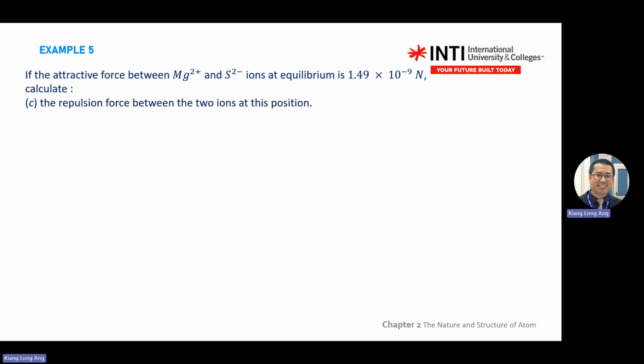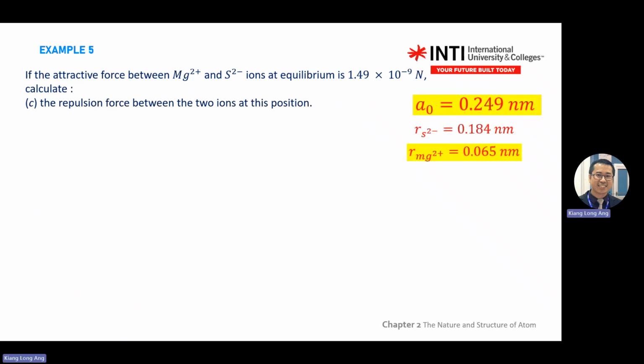Okay. The third one, repulsive force. So repulsive force, you know that this is attractive force. This is a repulsive force. You already have this one. Then you have this one. So A you have, R you have.